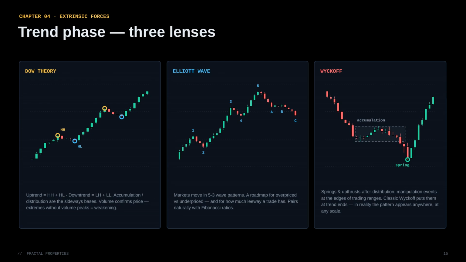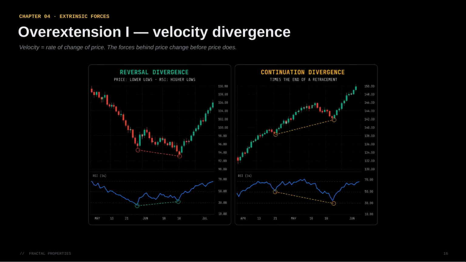Use the simplest, most powerful part of each method. Depth is the enemy of breadth here. Overextension, Part 1, velocity. Velocity is the rate of change of price, and the RSI is our velocity oscillator. A reversal divergence prints when price makes lower lows while the oscillator makes higher lows, bullish, or higher highs in price against lower highs in the oscillator, bearish.